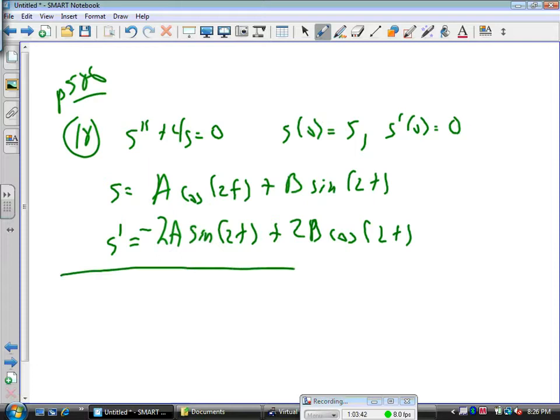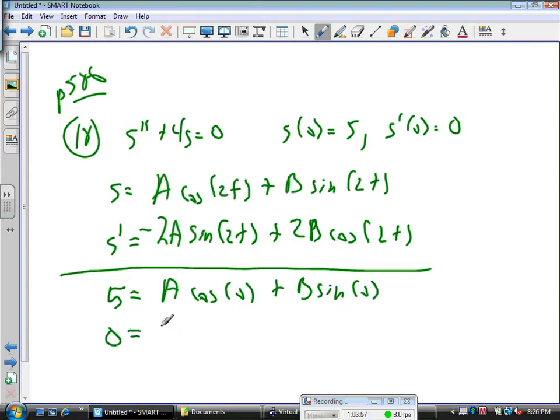All right, let's fill it in. I'm going to rewrite those two equations. This is now 5. I know it still looks like s, but it isn't. Equals a cosine 2 times 0 is just 0, right? Plus b sine 0. And s prime was 0 when t was 0. What's the sine of 0? 0, so ignore this. Cosine of 0? 1. So what does that tell you about a? a is 5.